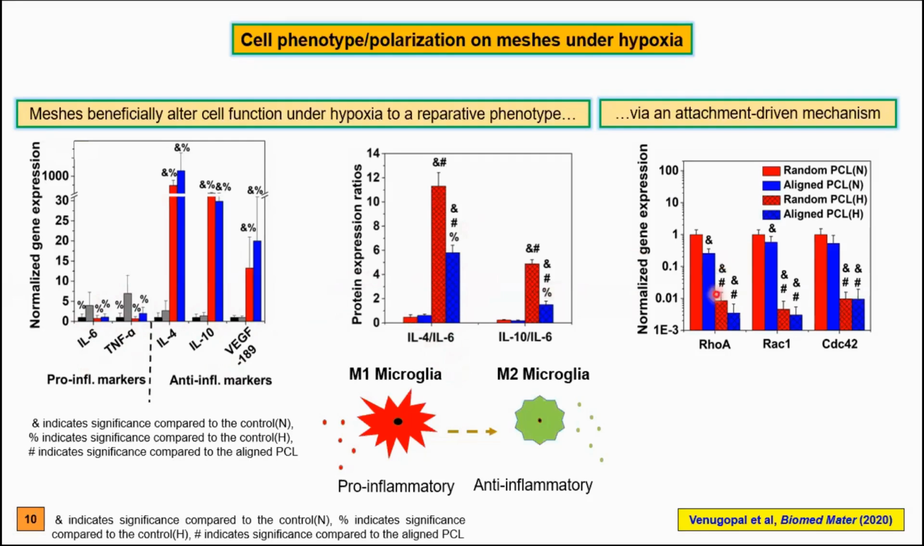We were also able to look at genes associated with cell attachment and cell shape, and show that these meshes beneficially alter cell function to a reparative phenotype through an attachment-driven mechanism. So having established the intrinsic role of the meshes in modulating cell phenotype under hypoxic stress, the next thing we looked at was, what if we load a corticosteroid into these meshes and then look at those effects under hyperglycemic stress, which is the other trigger in diabetic retinopathy.